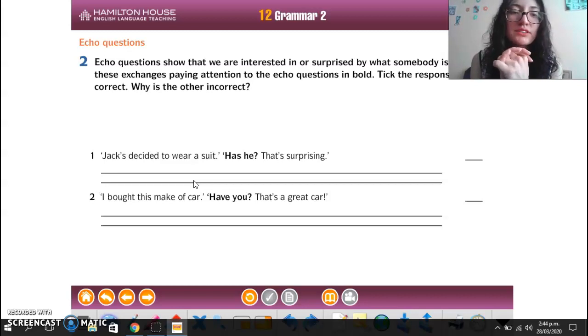So the correct one is, of course, the first. Why? Because here it is: Jax decided to wear a suit. Has she? That's surprising. So as you can see here, "has," you're using the same auxiliary. Remember that this is the same auxiliary as here. The second is not correct, because we have "have," which is the present perfect, and this part is in the past, so this doesn't make sense.